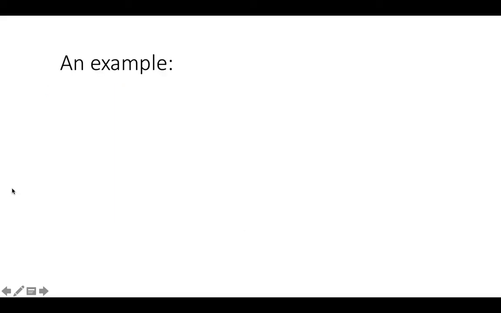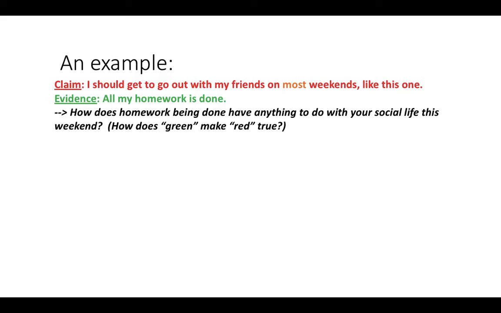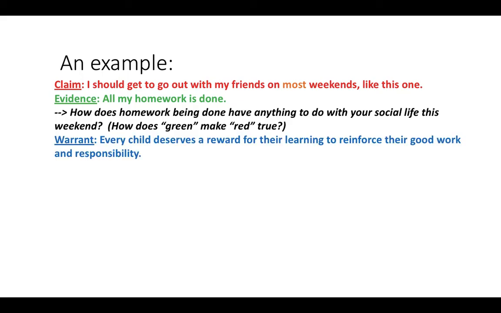But here's an example. The claim could be, for example, I should get to go out with my friends on most weekends like this one. Evidence: all my homework is done. But here's the problem. We've been doing really well with coming up with evidence that matches our claims, but how do we know that this evidence makes our claim true? How does homework being done have anything to do with your social life this weekend? So we need to make that connection ourselves. And that's where the warrant or the reasoning comes in.